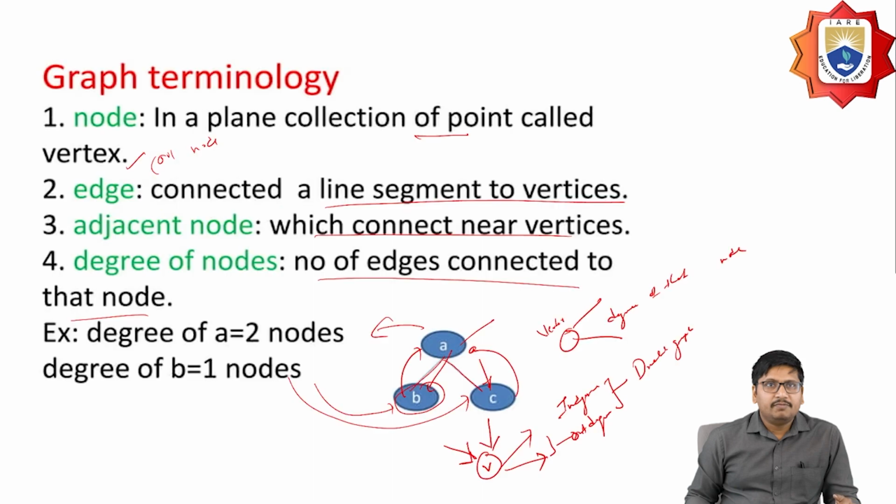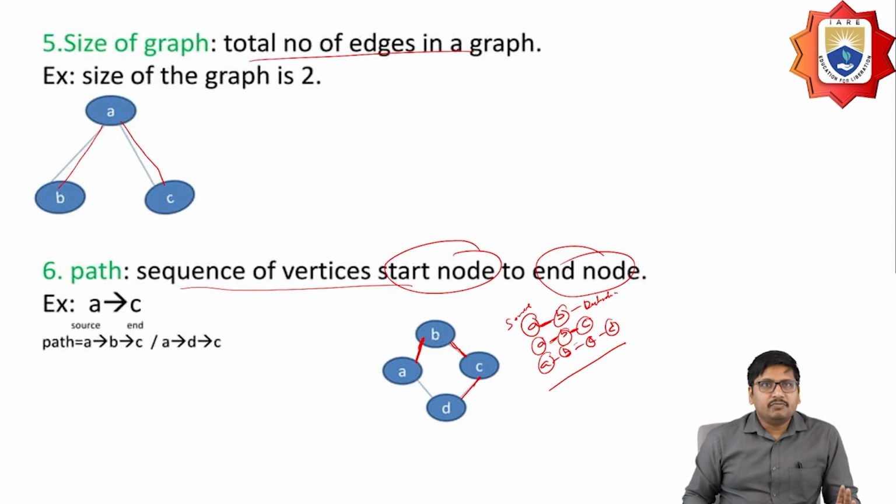When it comes to graph terminology, the basic term is the node. A node is a point, which we call a vertex, and the line connecting two nodes is called an edge. Adjacent nodes are connected by an edge, and the degree of a node is the number of edges connected to that node. The size of the graph is the total number of edges in the graph.